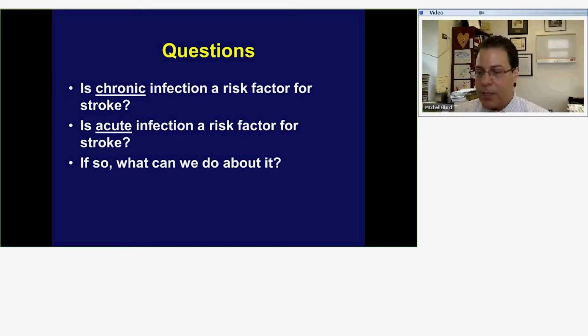Instead, what I wanted to focus on today is the work that Timo mentioned I do in epidemiology, looking at inflammation and really infection, particularly as a risk factor for stroke. And so we'll try to answer these three questions. The first one is chronic infection a risk factor for stroke? The second one is acute infection a risk factor for stroke? And if so, what can we do about it?